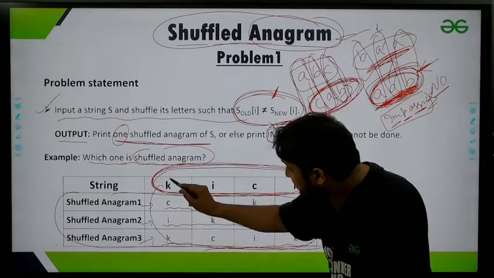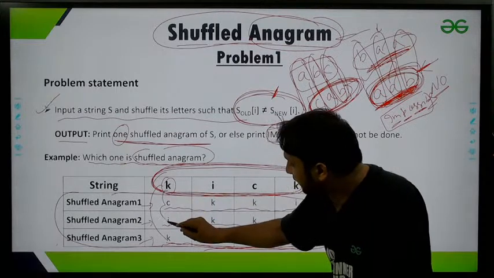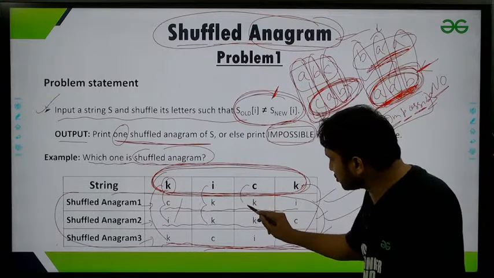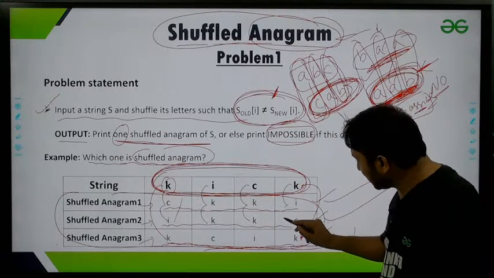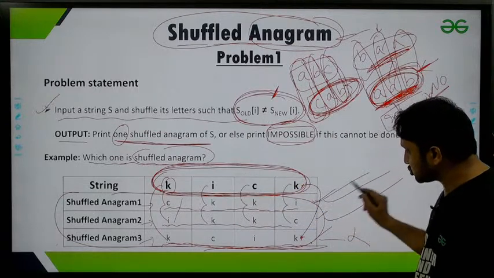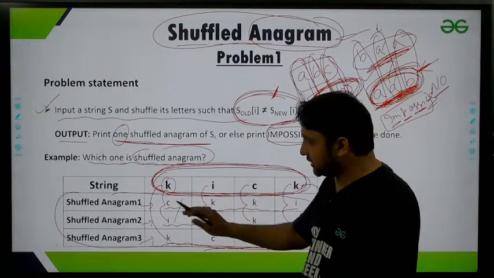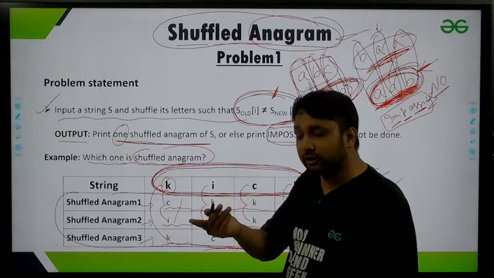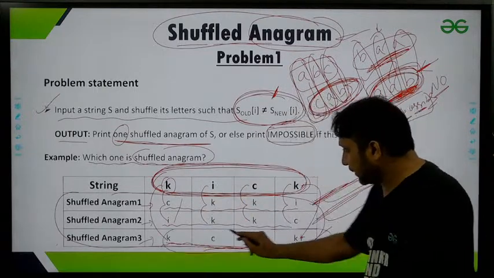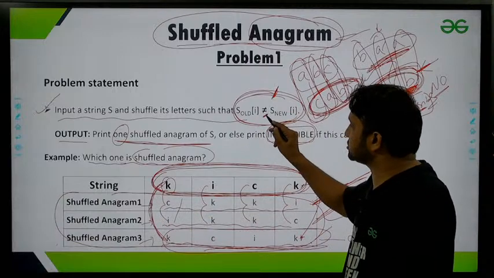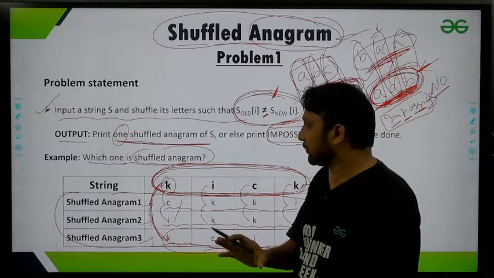See, but this K is not matching here and here. This I is not matching here and here. This C is not matching here and here. This K is not matching here and here. So these two, first and second, are the shuffled anagram. We need to print one only actually. But this is not the shuffled anagram because K and K is matching. That should not match. Okay, you understand what the problem is.